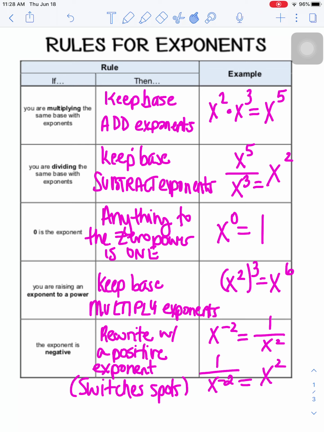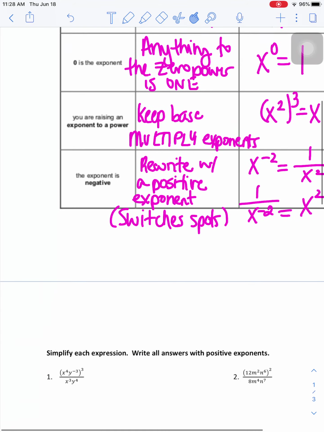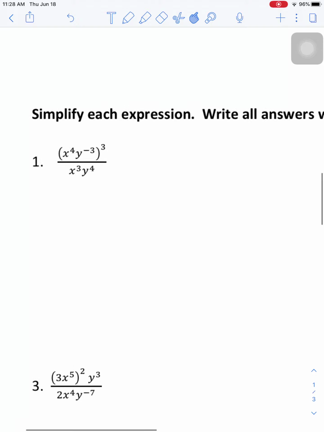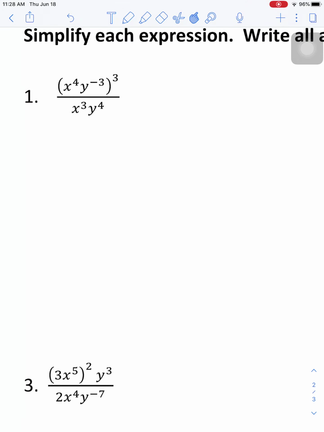All right, now as promised, we're putting it all together today. So some of these problems, you're going to need almost all 5 of these rules. So let's take a look at the first one. I'm going to have you copy it down in your spiral notebook first. So you have the quantity of x to the fourth, y to the negative third, raised to the third, all over x cubed y to the fourth.